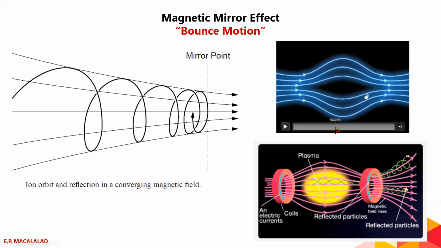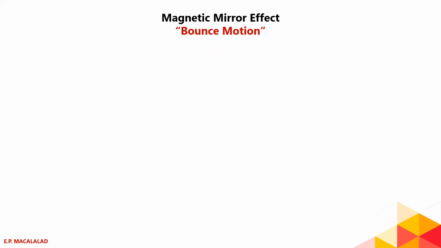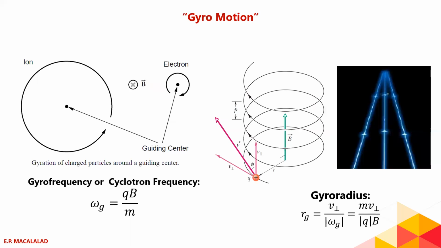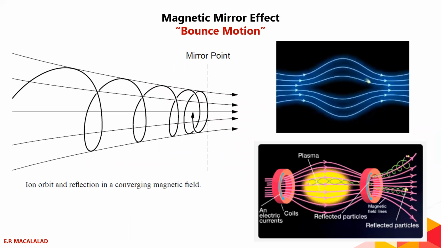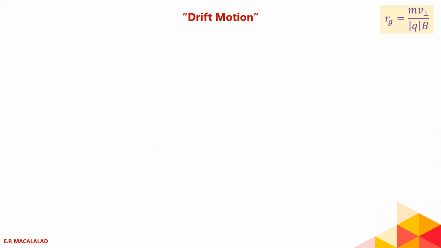So this is your bounce motion, and this is the second kind of motion that your particles experience in a magnetic field and electric field. Again, first you have your gyro motion, and then you have your bounce motion. Now the third motion that we're going to talk about today is called the drift motion.